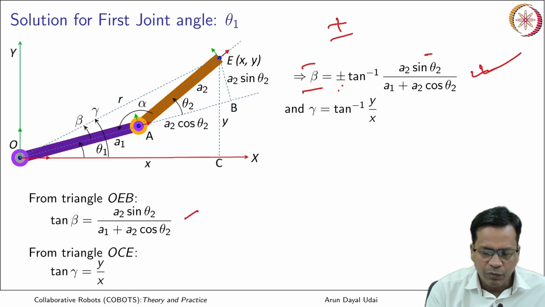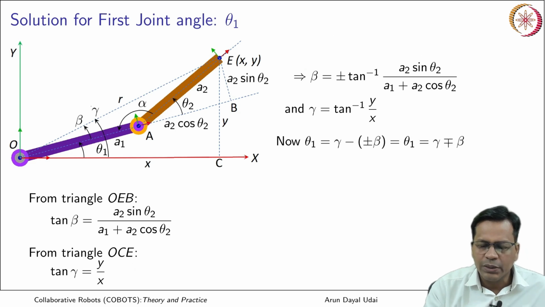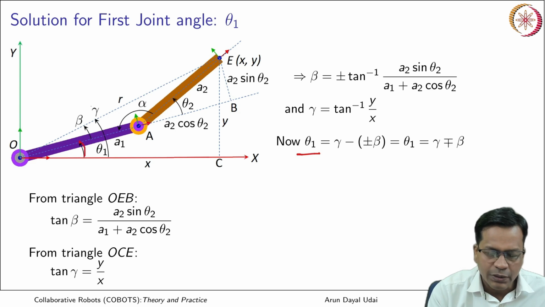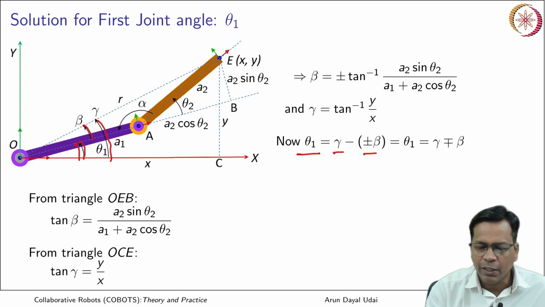Again from the second one, tan gamma is y by x, so I could get gamma is equal to tan inverse of y by x. Okay. So now using these two, I can get theta 1. So theta 1 is here. Okay, that is related to gamma and beta as gamma minus beta is equal to theta 1. So gamma minus beta, beta can be plus or minus. So I can get theta 1 is equal to gamma minus and plus beta.